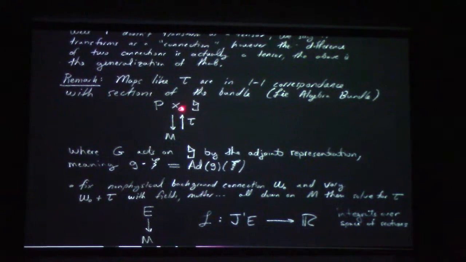That little g means something somewhat technical. But the point is that there is a one-to-one correspondence between those mappings tau and sections of this corresponding bundle. And g acts on the adjoint representation like so by that adjoint map. All right, I'm sorry, it's getting a little thick.